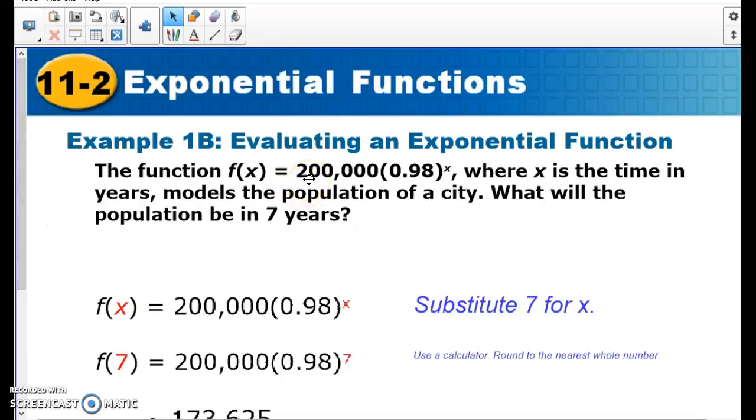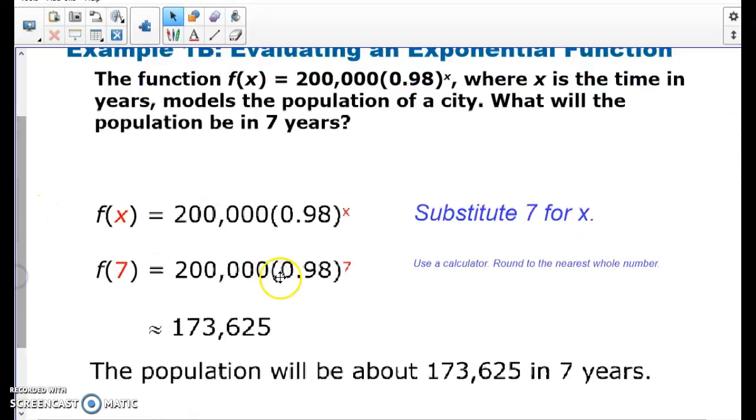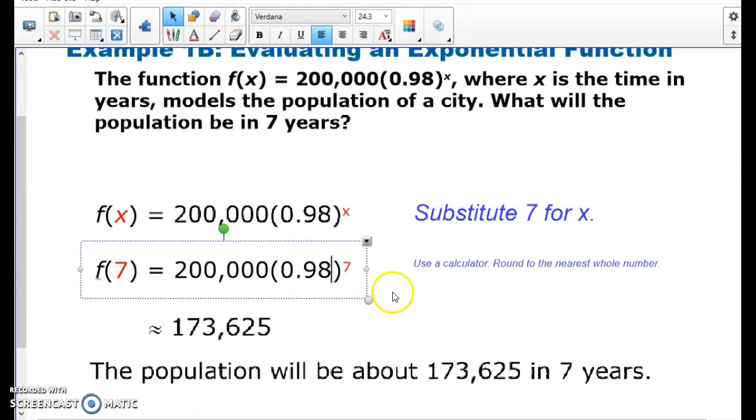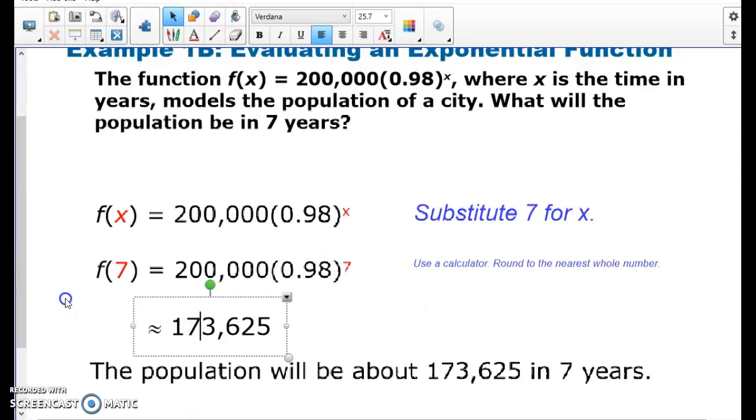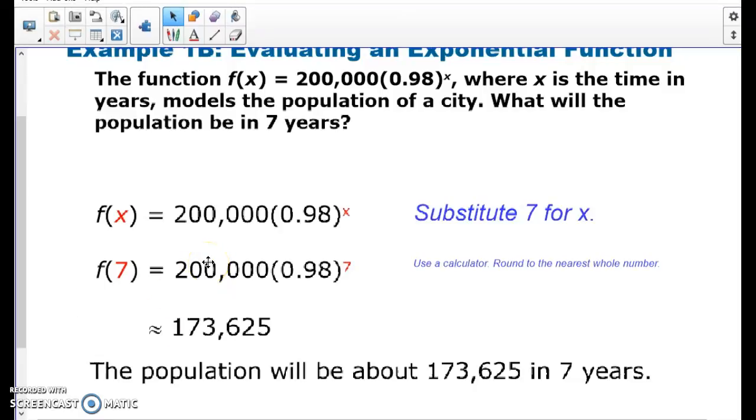Kind of the same thing. The function here is 200,000 times 0.98 to the t, so really 98%, where t in years models the population of a city. What would the population be after 7 years? So now our population is going down. If it were staying the same, it would stay at 100%, but now it's going down about 2% a year. So after 7 years, where is that population going to be? Kind of the same thing, plugging in 7 for x, and I can figure out that in about 7 years the population will go from 200,000 to 173,000.